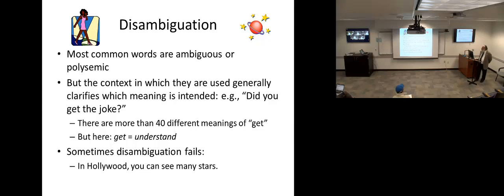So take the word get. Early on in my career as a linguist, I became interested in the meaning of the word get, and so I actually looked them all up. There's more than 40 different meanings to the word get. So no wonder that non-native speakers have a hard time. I mean, it's seriously, right? What kind of language has 40 different meanings for get?